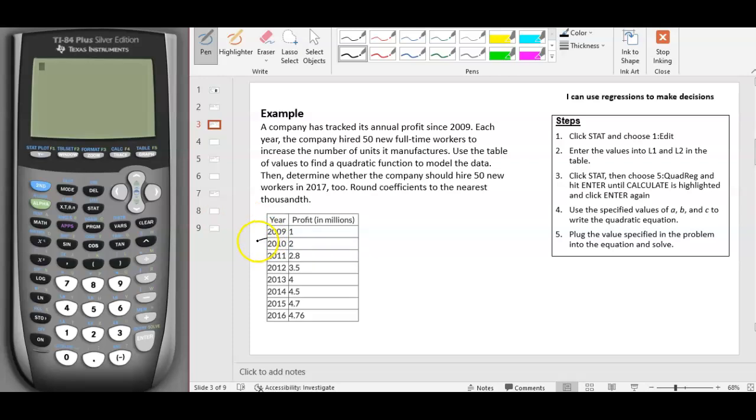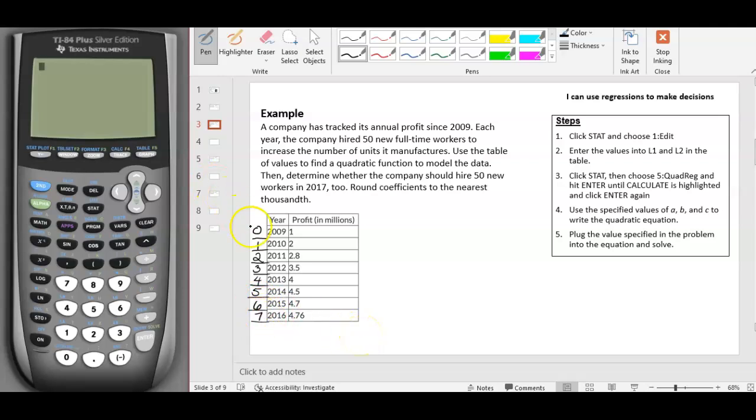Okay, so it's talking about the time since 2009, okay? So instead of entering the actual years into my calculator, I'm going to write these as the number of years since 2009. So for example, 2009 is 0 years since 2009. 2010 is 1 year after. 2011 is 2 years. 2012 is 3 years. 2013 is 4 years. 2014 is 5. 2015 is 6, and then 2016 is 7.